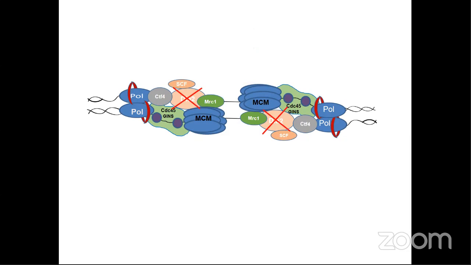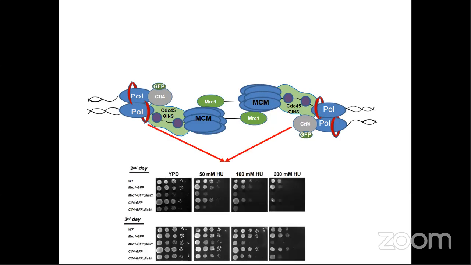So what we did, of course, logically, the first step was to delete DIA2, and the second step was to put the green fluorescent protein reporter at the CTF4. First, we asked, are the cells okay? Are they viable when we do this? And as you can see from the viability assay, they feel perfectly well.